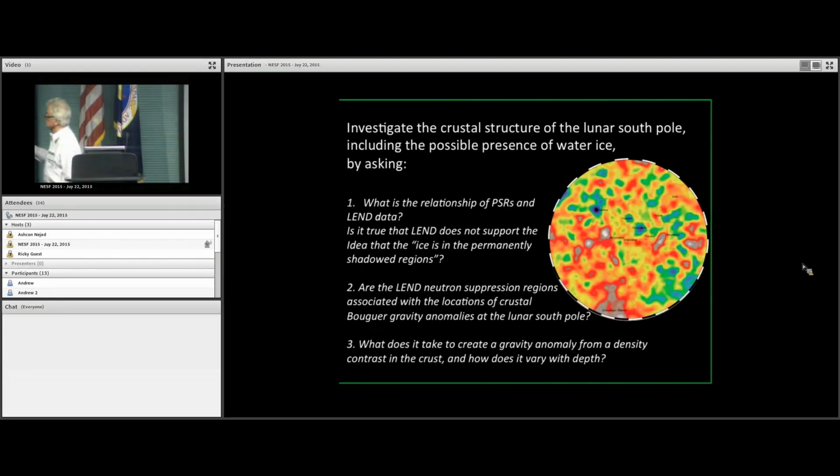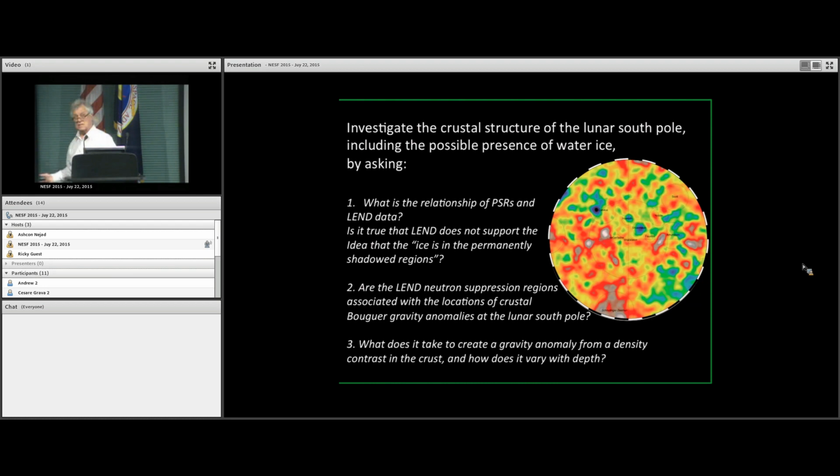Okay, so we start off with the LEND data. I quickly want to go through the LEND data and the PSR issues because it shows up some geometry and such like. This is one of the data sets that we're working with, and this is the data set that we got from Igor Mitrofanov just 6 months ago in this particular form. It's the epithermal neutrons, and we're going to take a look at this in terms of where the PSRs are and where the LEND data is. We'll put that to bed.